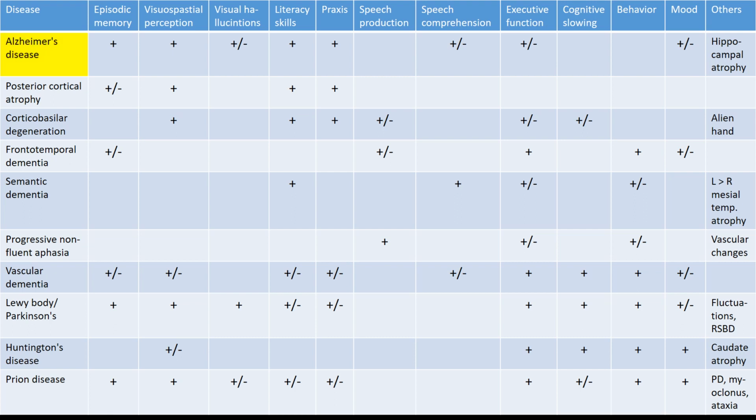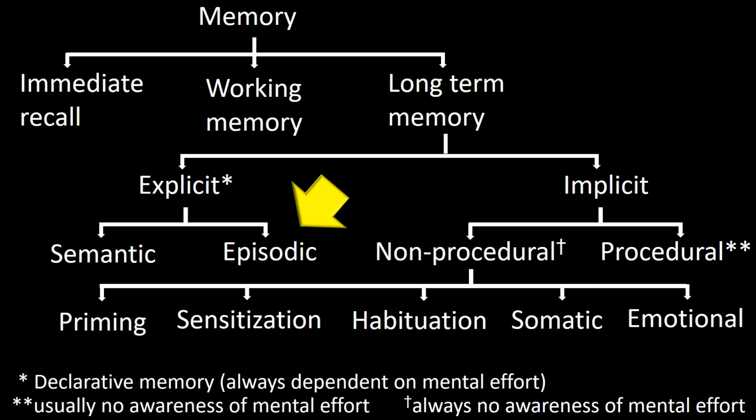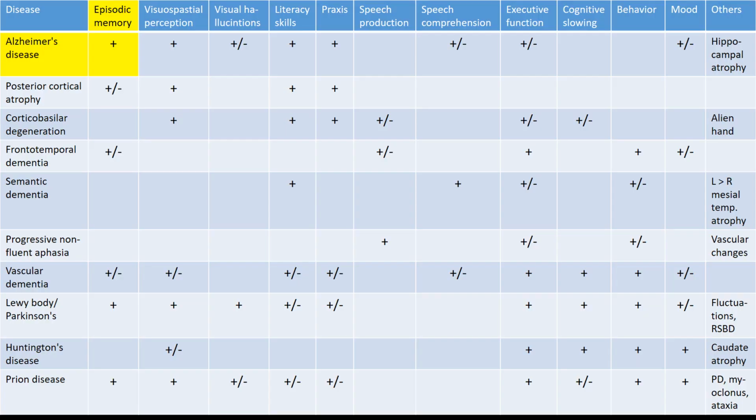Patients with AD have episodic memory loss early in their disease course. As you know, episodic memory refers to the memory of autobiographical events. Episodic memory is a form of explicit or declarative memory stored in the long-term memory compartment of the cerebral cortex. In addition to episodic memory loss, as the disease progresses, patients with Alzheimer's develop some speech comprehension problems, but speech production, at least until very late in the course of the disease, is preserved.